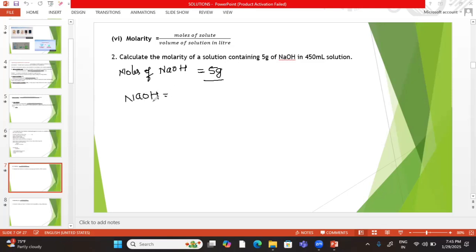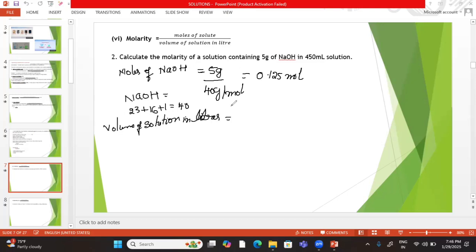The molar mass of NaOH: sodium 23 plus oxygen 16 plus hydrogen 1. The total is 40. So 5 gram divided by 40 gram per mole, the moles of NaOH equals 0.125 mole. For 1000 ml it becomes 1 liter, so 450 ml divided by 1000 ml per liter is the volume of the solution in liter.